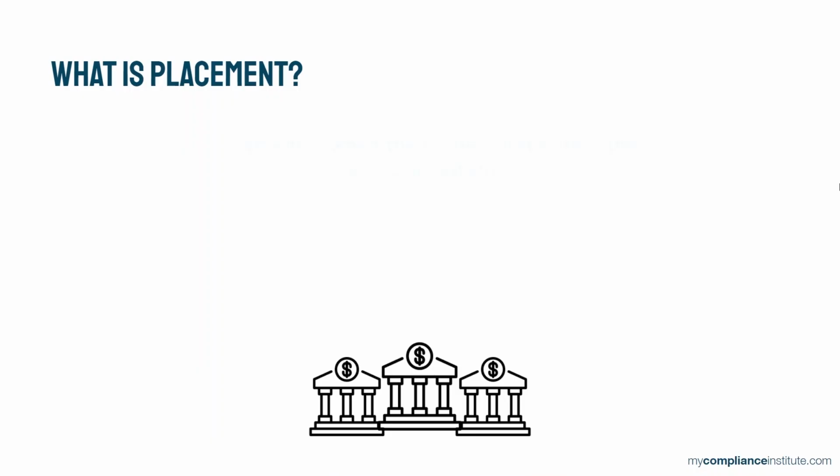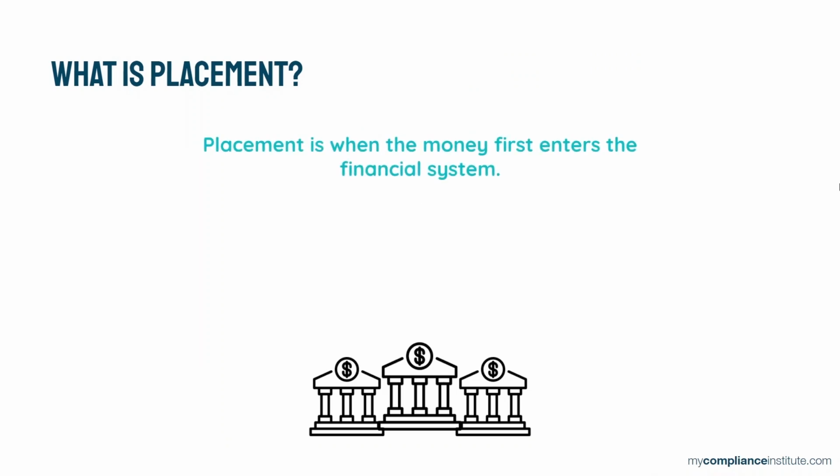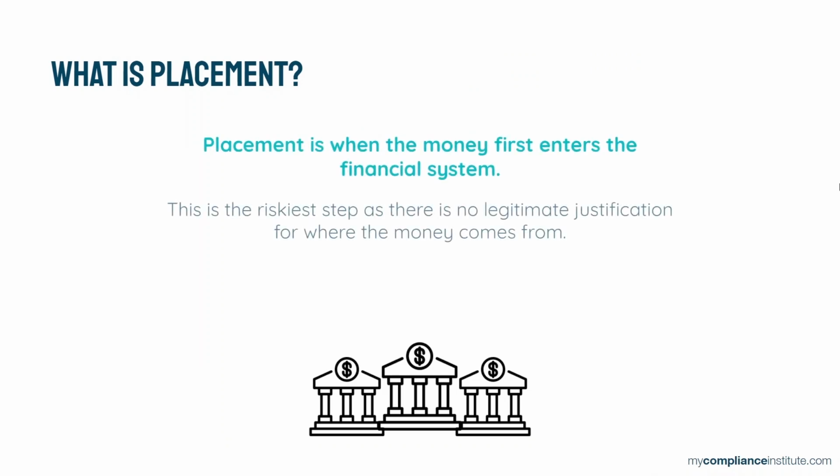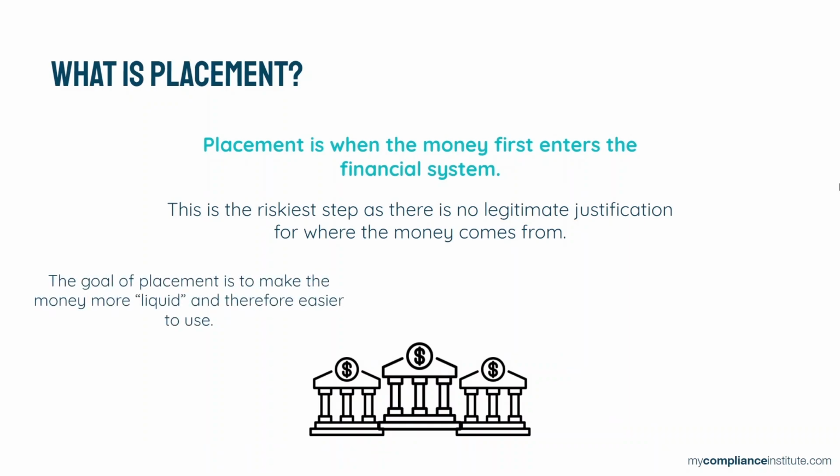What is placement? Placement is when the money first enters the financial system. This is the riskiest step, because we have an amount of cash, but we have no legitimate justification for where this money comes from. The goal of this placement stage is to make the money more liquid, easier to use, meaning to transform or to put the cash into a bank account, and from there to be able to use the money within the formal financial system.